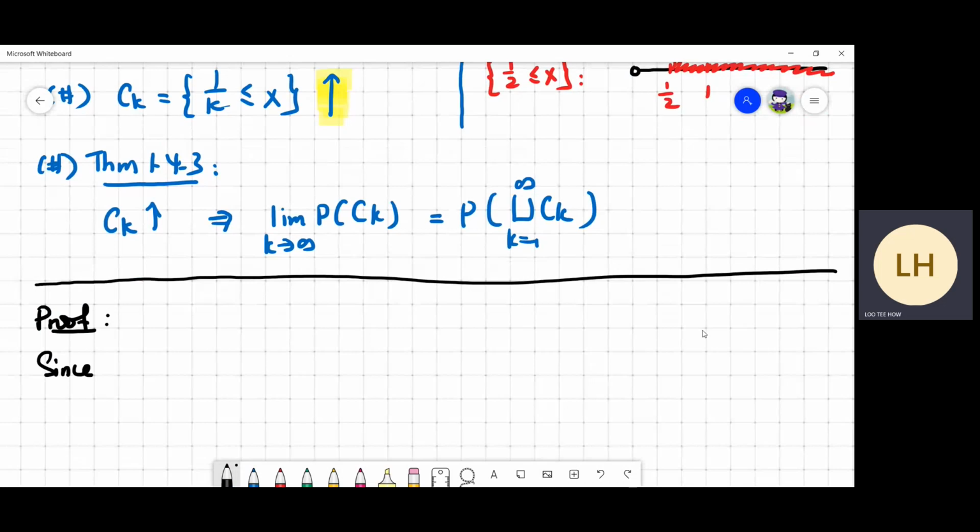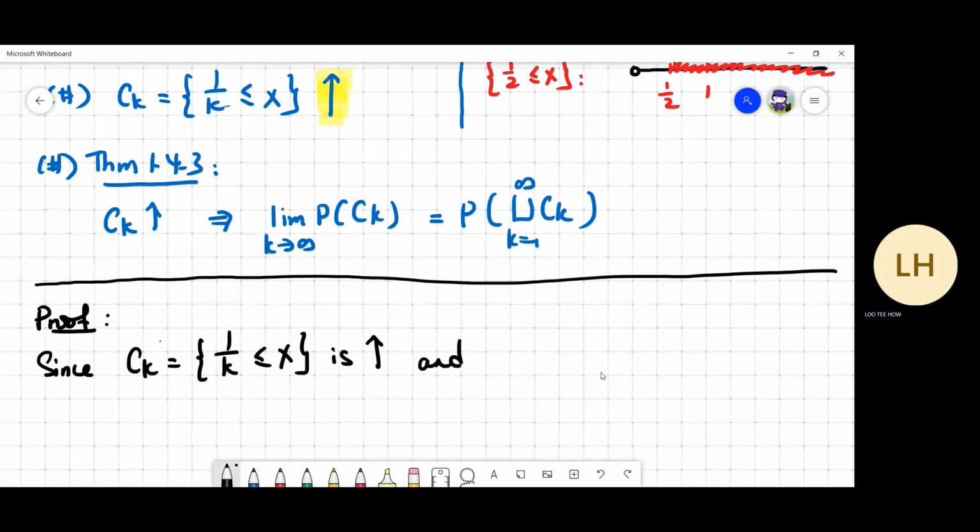Okay, so now what we need to do is we just need to write down what we have observed up there. So first of all, we look at this event. To make it easy, we define the event Ck to be x greater or equal to 1 over k. This is an increasing sequence of events. Okay, first of all, we have this.